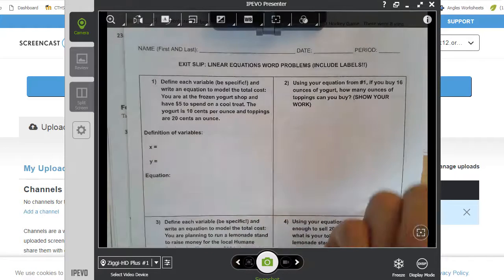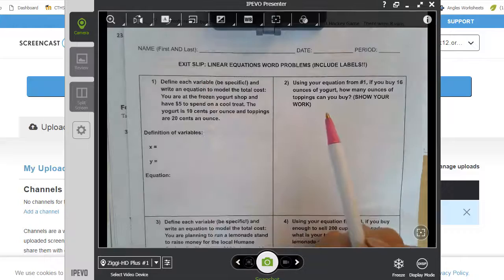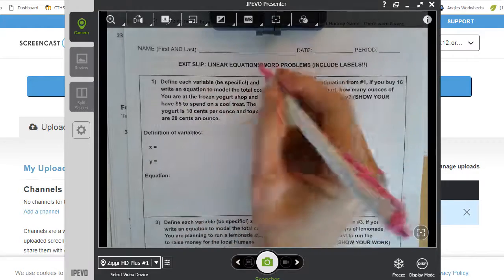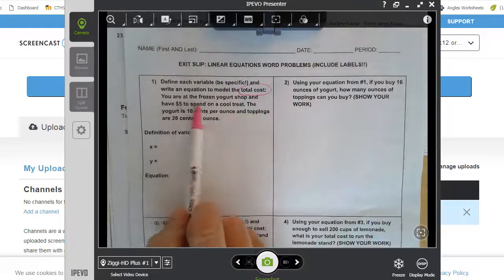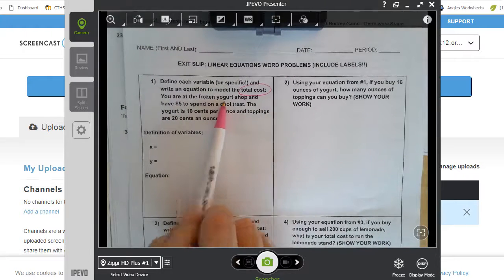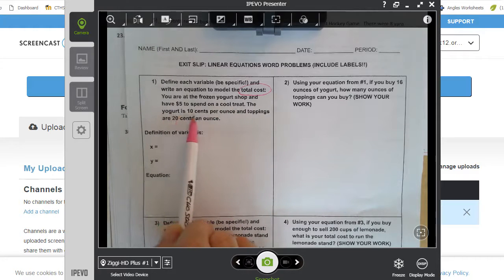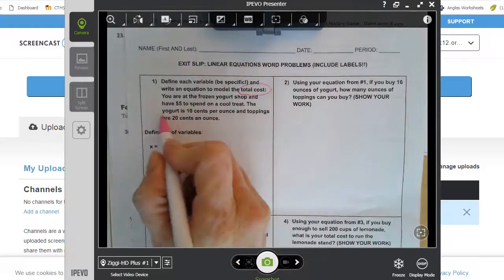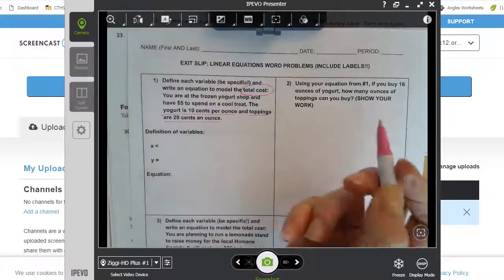So I'm going to walk you through my thinking, just as if I'm taking this myself, starting with number 1. They're asking me to define each variable and write an equation to model the total cost. It's a situation at a frozen yogurt shop. I have $5 to spend. I have the following costs: 10 cents per ounce of yogurt, and 20 cents per ounce for toppings.